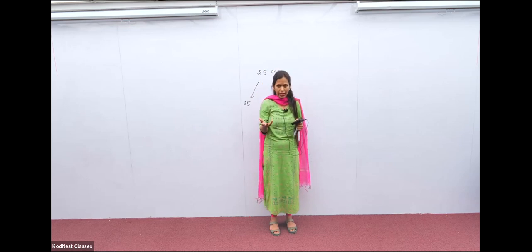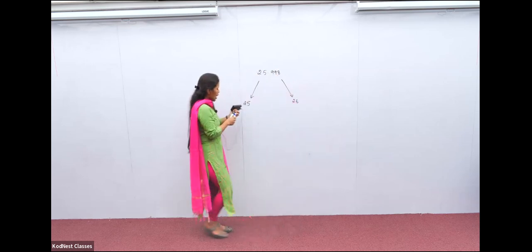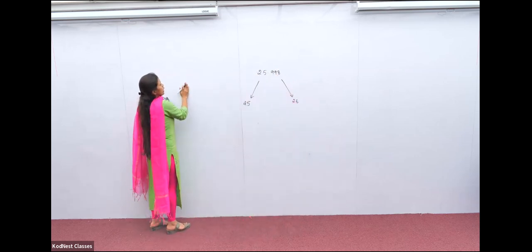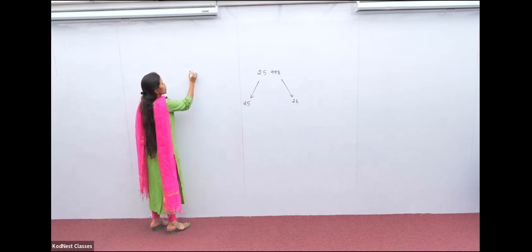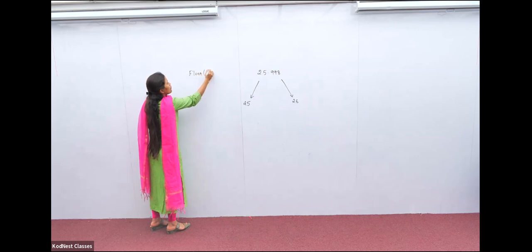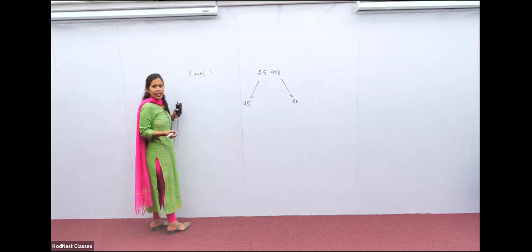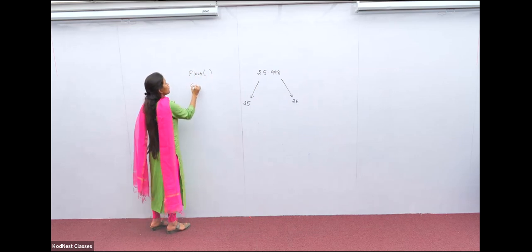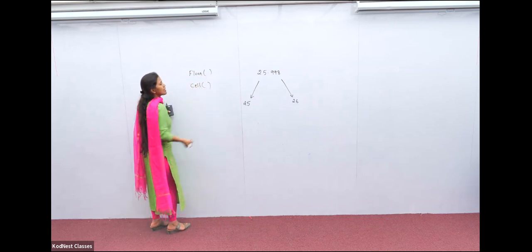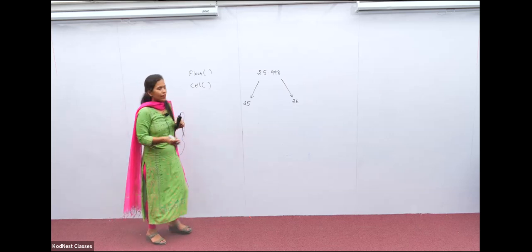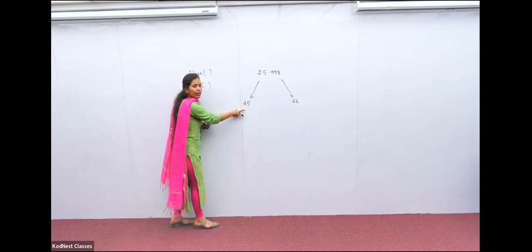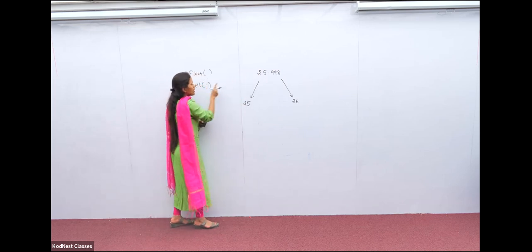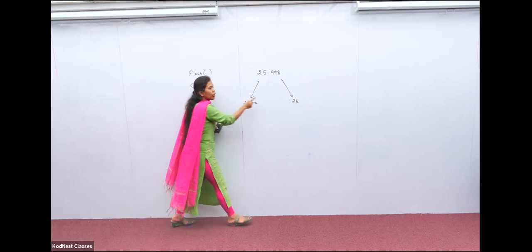In order to round it off to the lowest possible integer, the function happens to be floor. And similarly, in order to round it off to the highest possible integer, the function happens to be ceil. If I give this number to the floor function, it will round it off to 25. If I give that number to the ceil function, it will round it off to 20.